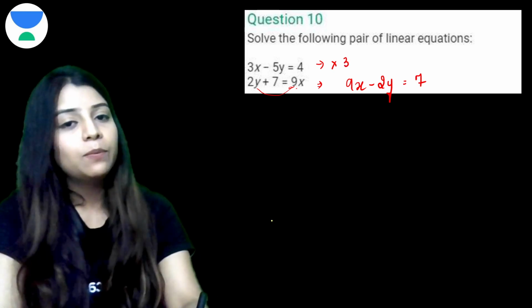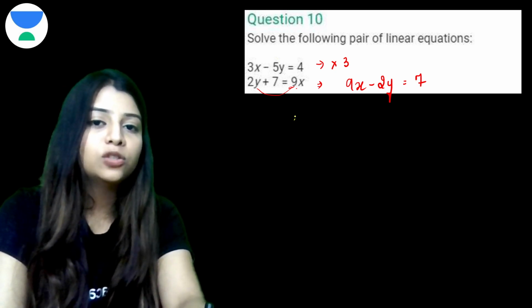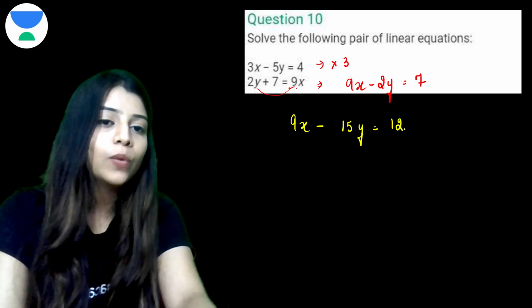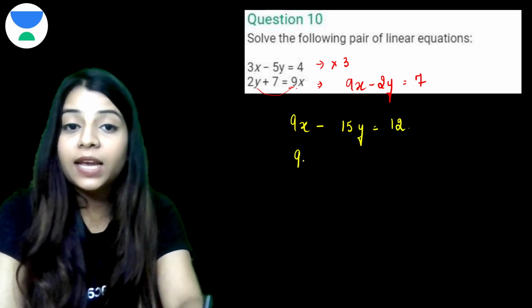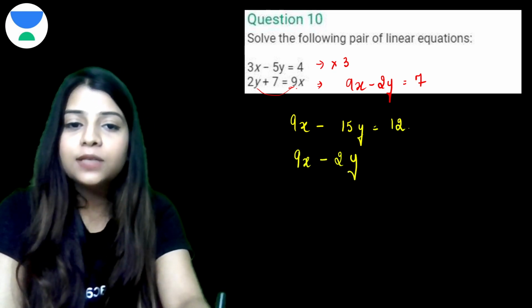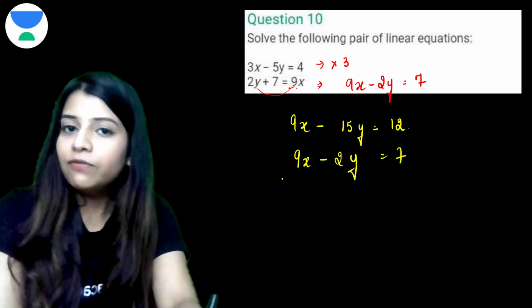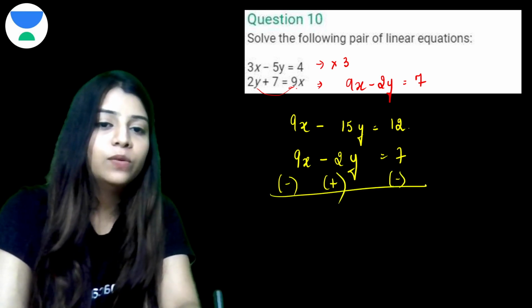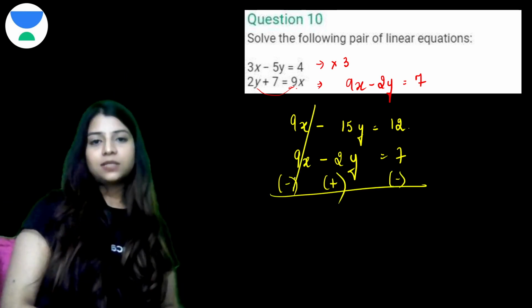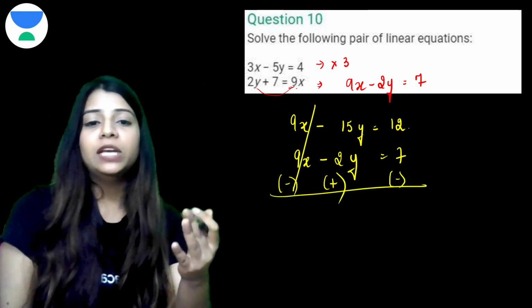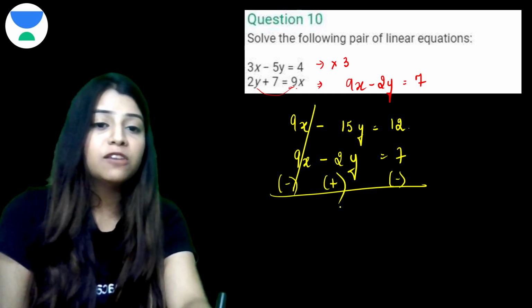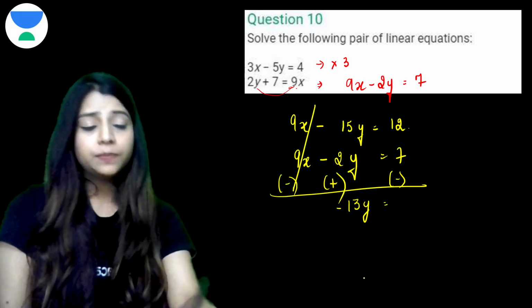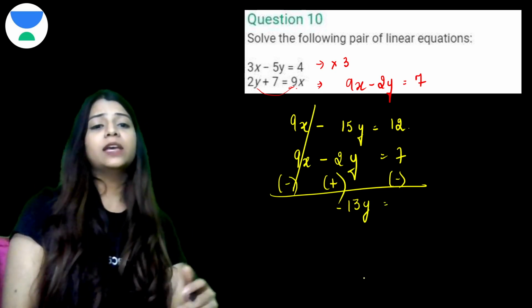All right, so after multiplying this whole equation with 3, the equation becomes 9x minus 15y equals 4 3's are 12, and then the second equation is 9x minus 2y equals 7. So if I eliminate this, I have to subtract, and after subtracting, the sign will get changed, and 9x minus 9x will get cancelled out. Minus 15y plus 2y will give me what? Minus 13y, and 12 minus 7 will give me 5.